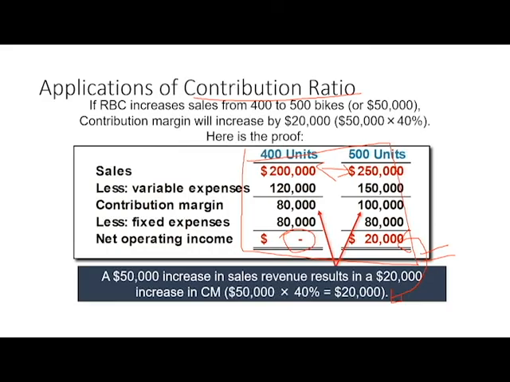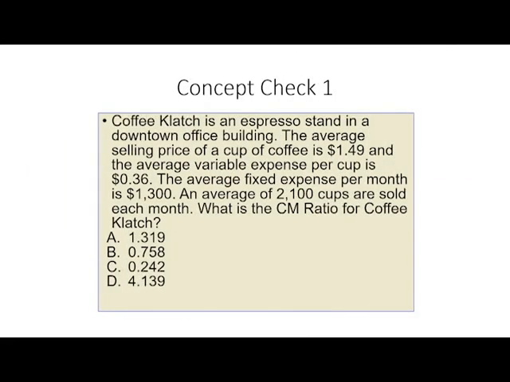All right, next. Now we're going to look at this example. Coffee Clutch is an espresso stand in a downtown office building. The average selling price of a cup of coffee is $1.49, and the average variable expense per cup is 0.36. The average fixed expense per month is 1,300. An average of 2,100 cups are sold each month. What is the CM ratio for Coffee Clutch?